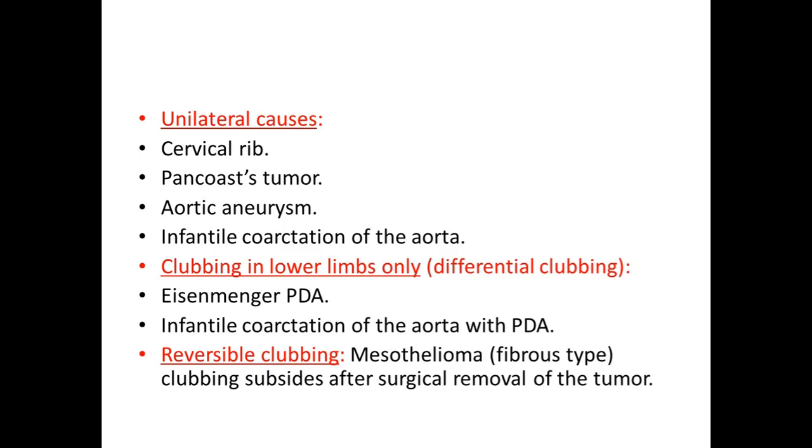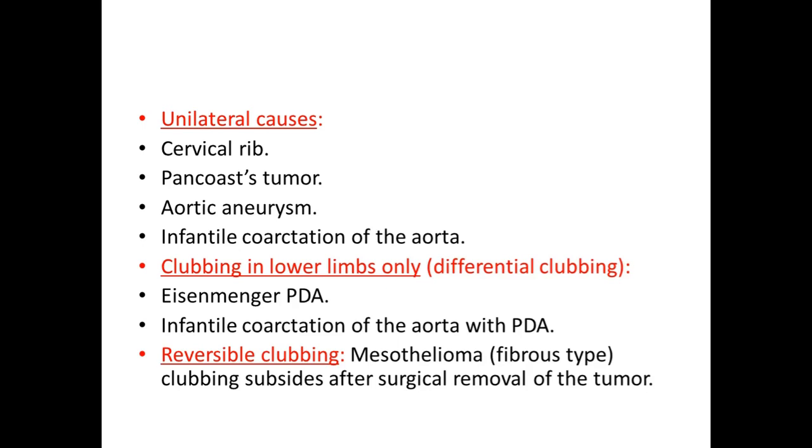Common questions: what is the cause of unilateral finger clubbing? Cervical rib, pancreas tumor, aortic aneurysm, infantile coarctation of the aorta. If there is clubbing in the lower limb only, or differential clubbing, it is always in Eisenmenger, patent ductus arteriosus or infantile coarctation of the aorta.